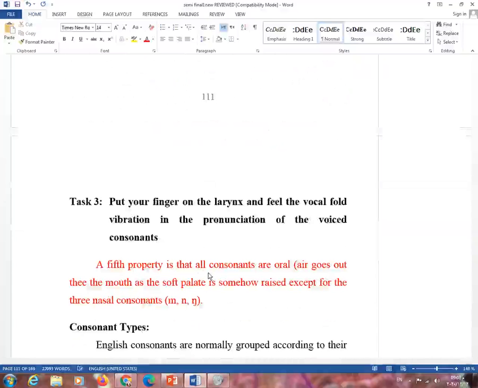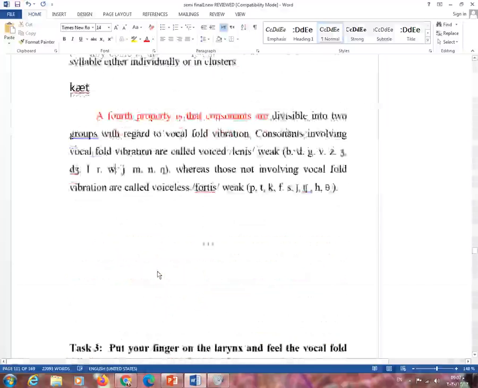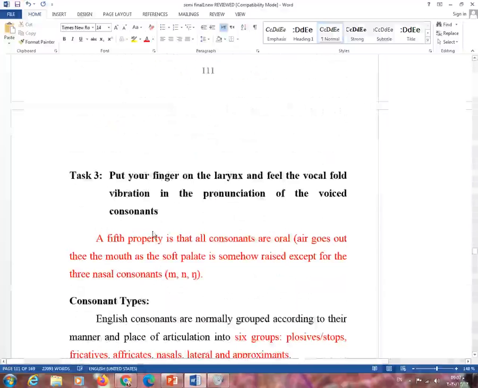You can try saying, for example, v. Do you feel the vibration? Try saying, for example, also z. Of course, you can feel vibration because these are voiced consonants. Okay. A fifth property is that all consonants are oral.